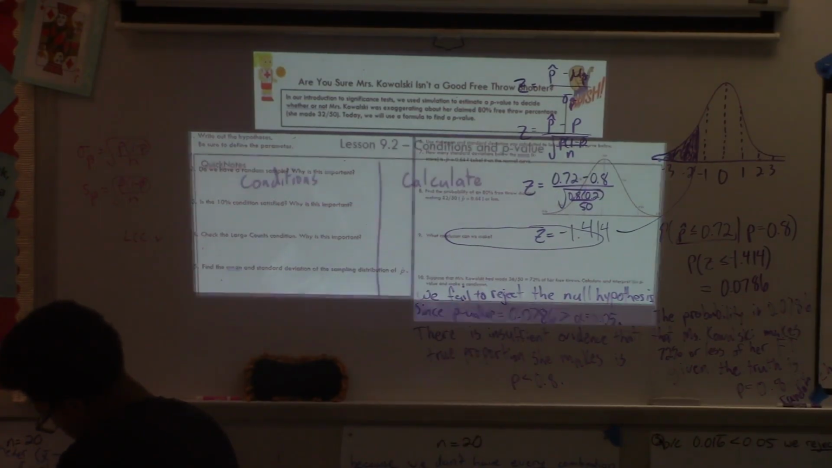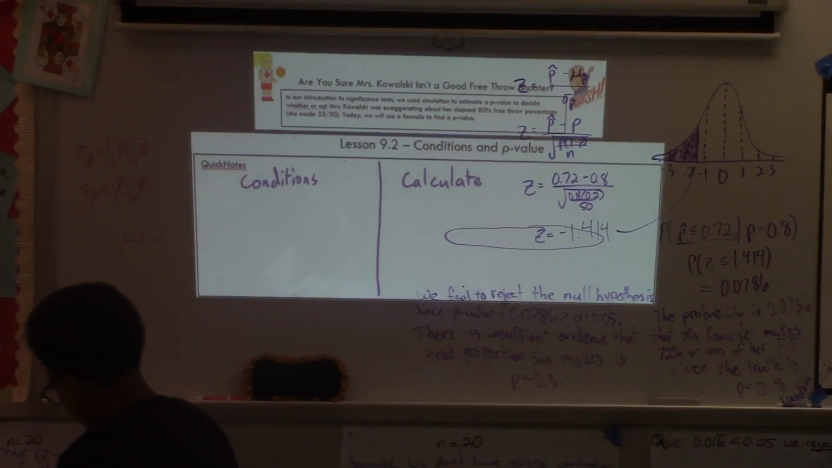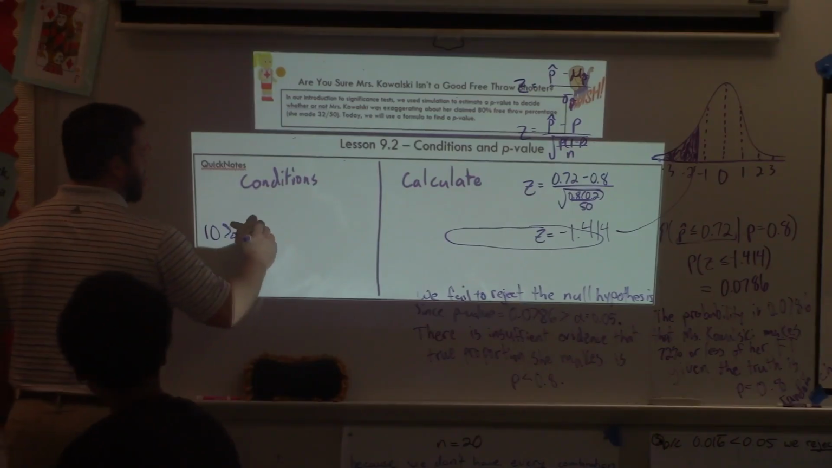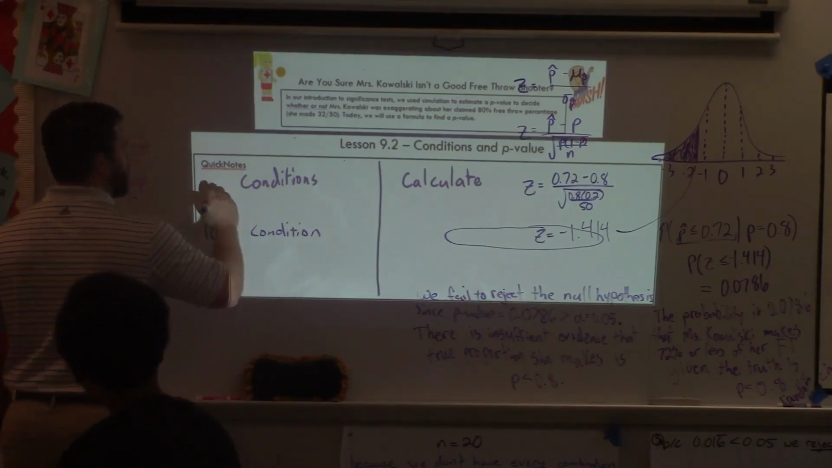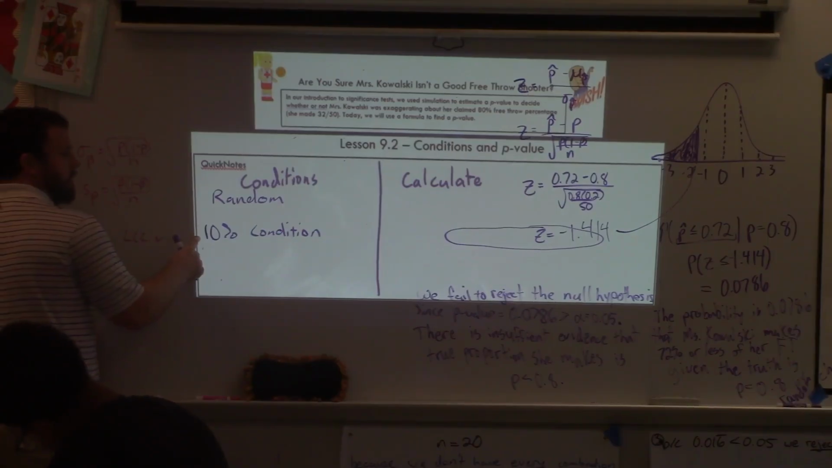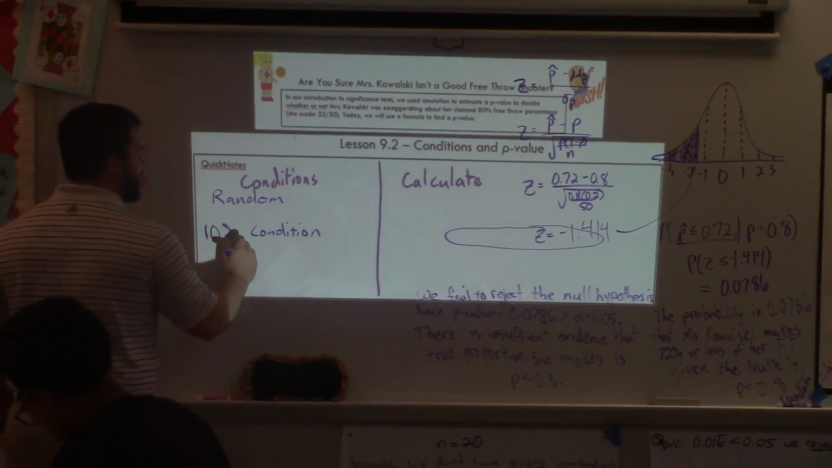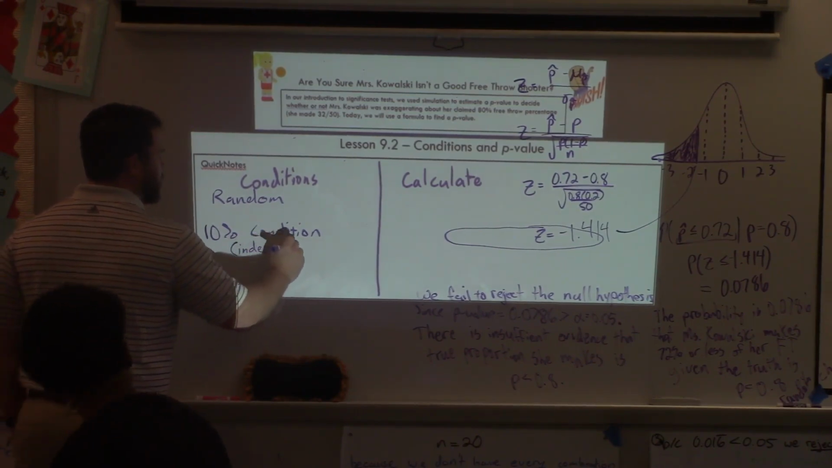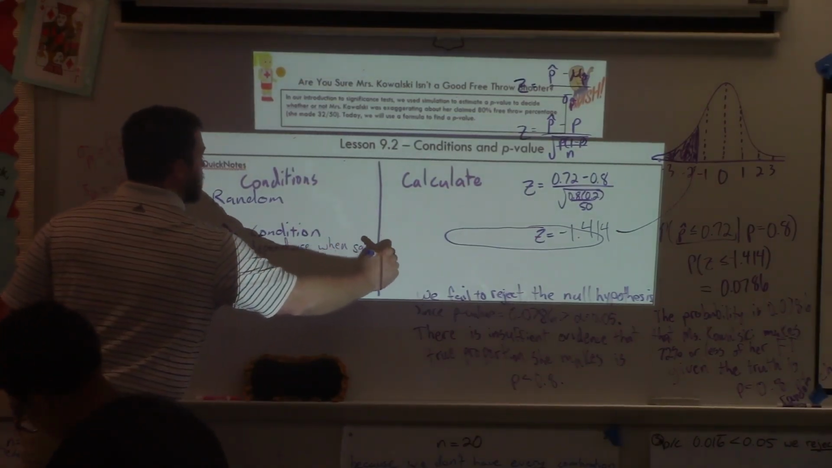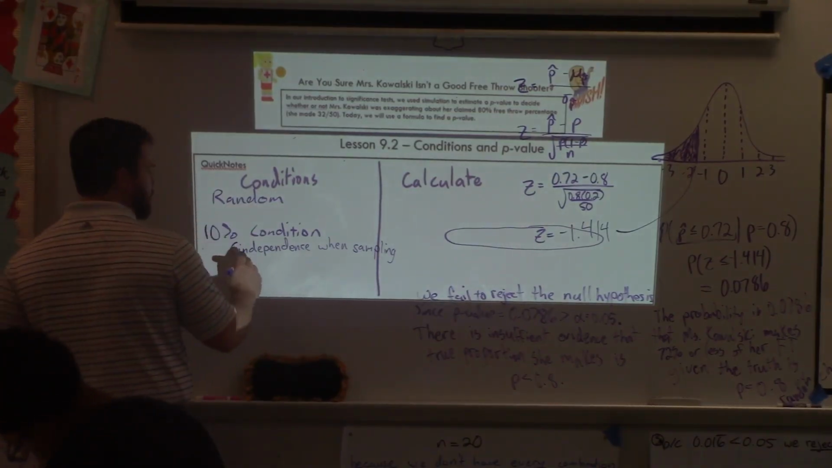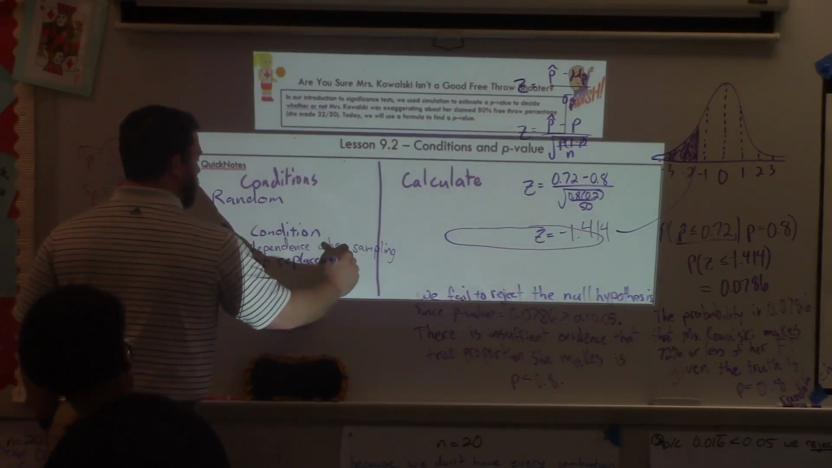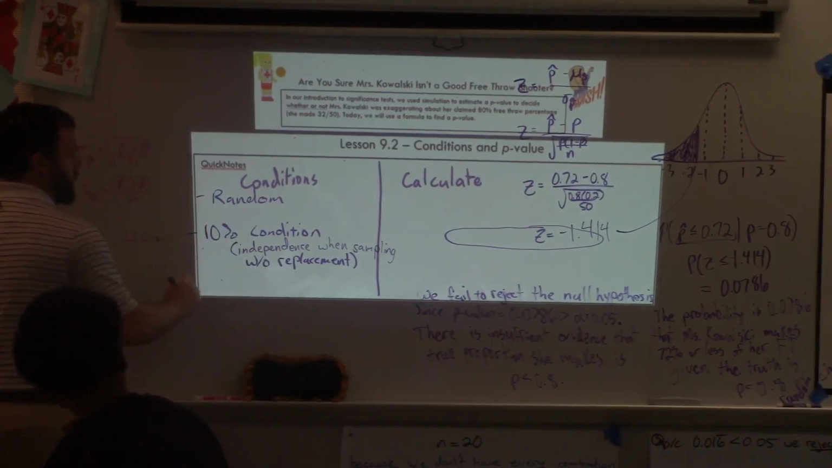So what are our conditions that we have to check? Random, 10% condition, and large counts. Now be careful with these. Is the 10% condition about normality? No, stop making it about normality. This is about independence, when sampling without replacement. With experiments, do we have to care about it? No, because what do we do there? We assign. So it's only for sampling without replacement. So random, 10% condition, and large counts.